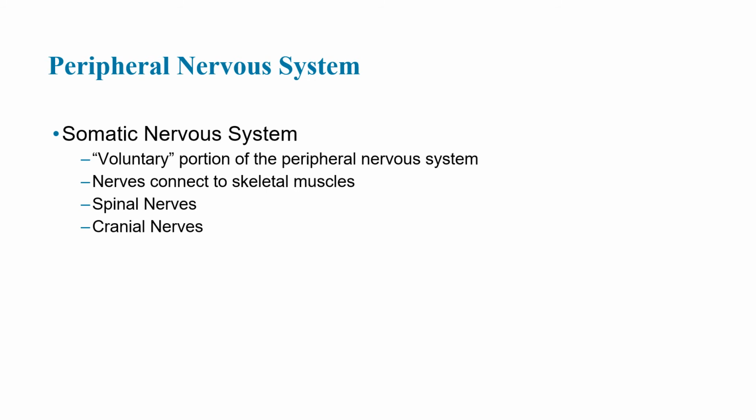So we're going to talk about the peripheral nervous system now. And when we talk about the peripheral nervous system, we're going to talk about the two components of the peripheral nervous system. First is the somatic nervous system. The somatic nervous system is the voluntary portion of the peripheral nervous system. This is the portion of the peripheral nervous system where you have conscious control. When you're talking about movement that you have to actually move yourself by thinking about.